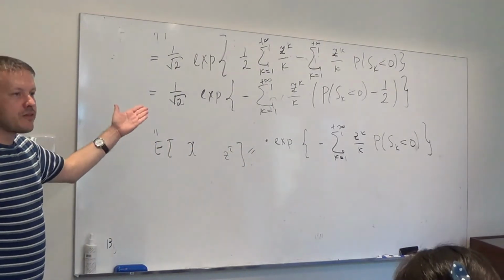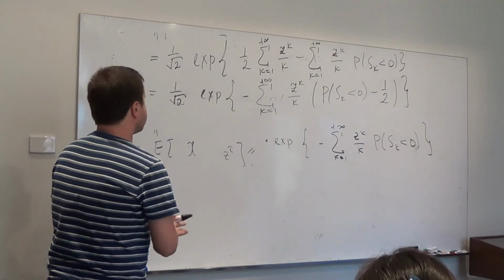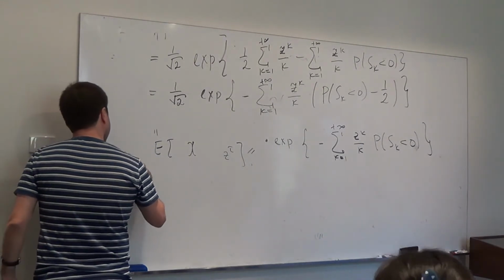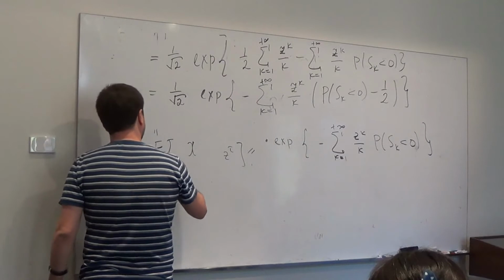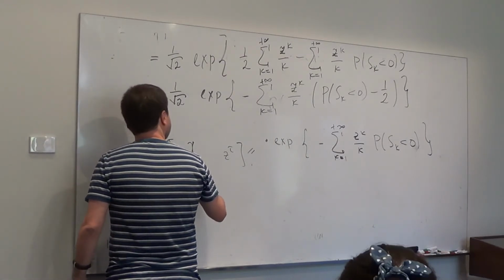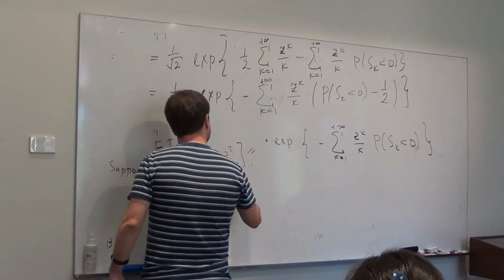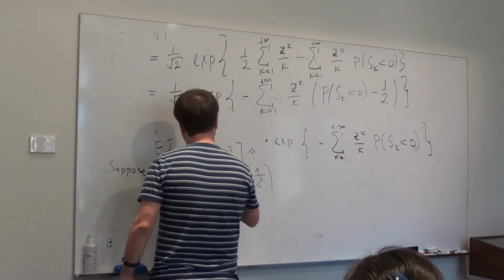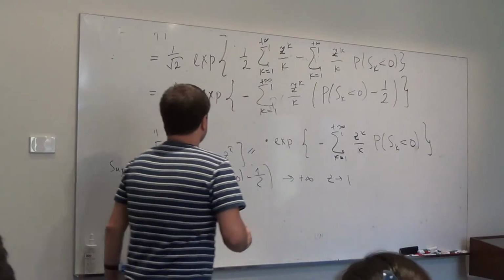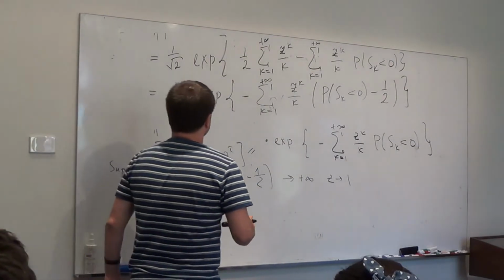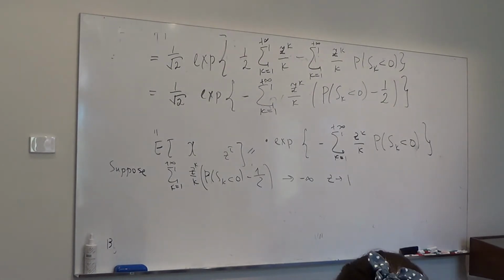Now, if this series is not finite but infinite, then we will have the following contradiction. So suppose this series is infinite. Suppose that the sum from 1 to plus infinity of 1 over k, probability S_k less than 0 minus 1 over 2, z to the power k, converges to plus infinity as z approaches 1. So it should converge to minus infinity, right? Converges to minus infinity as z approaches 1. Why? Why?